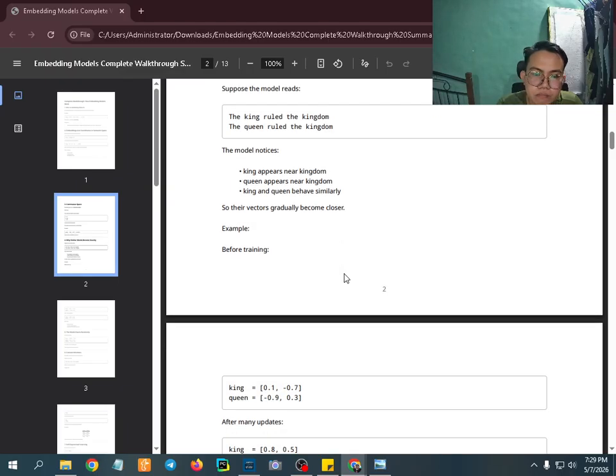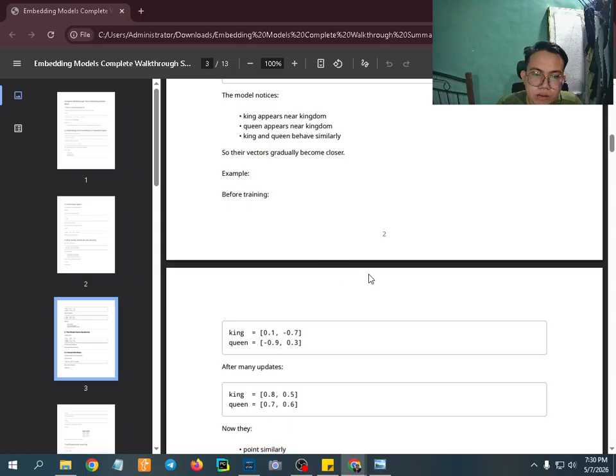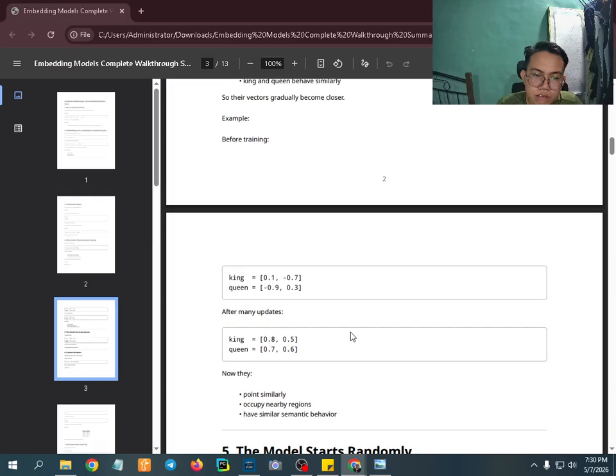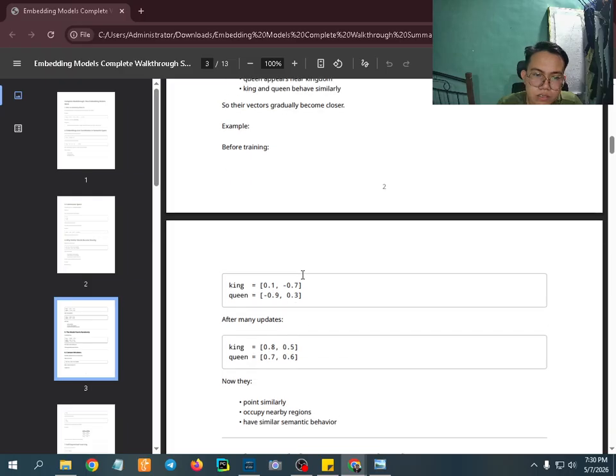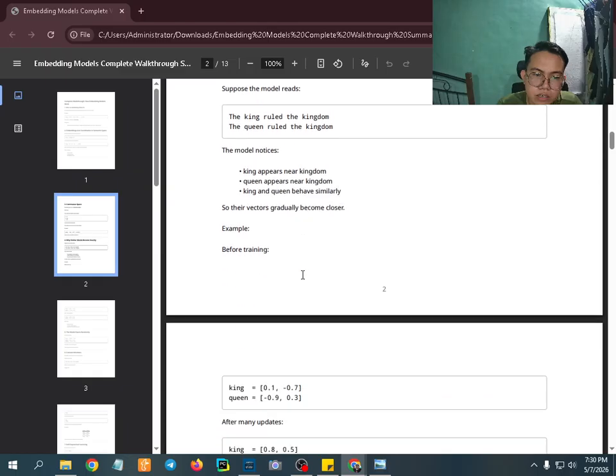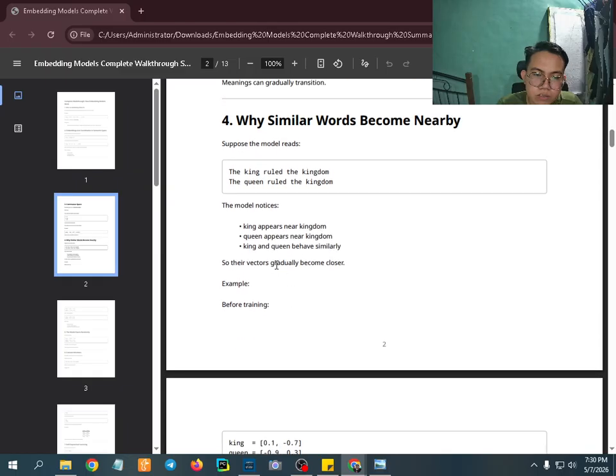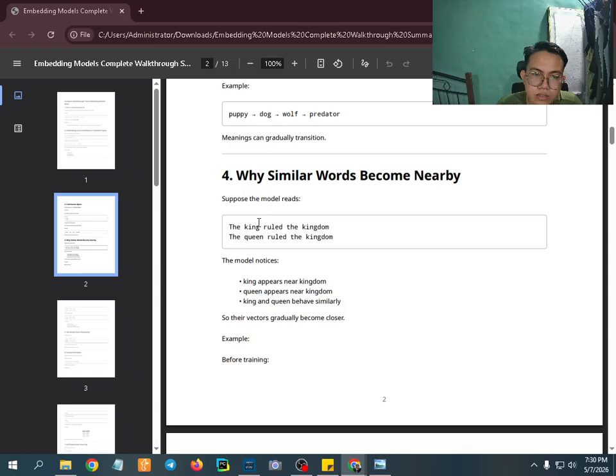Before the training, we have random values in the vectors for king and queen, so they are not related to each other. After many updates, the model sees that king and queen appear so often among nearby words. King with kingdom, and king has "ruled", and queen has similar nearby words.